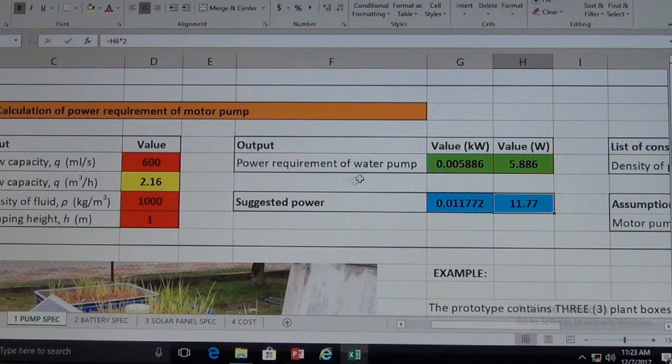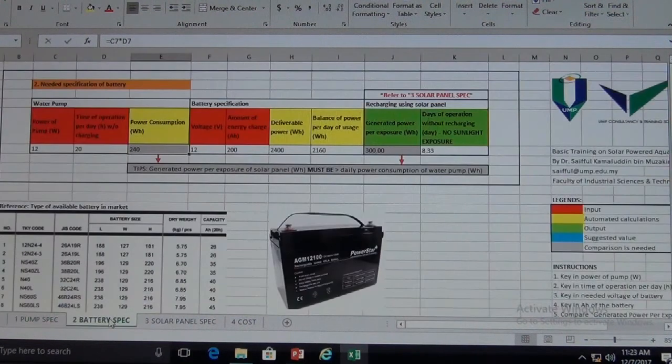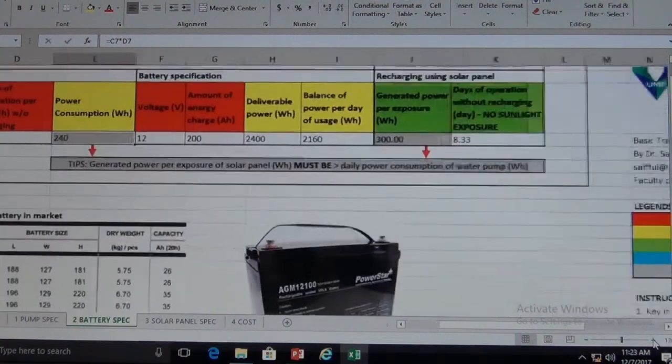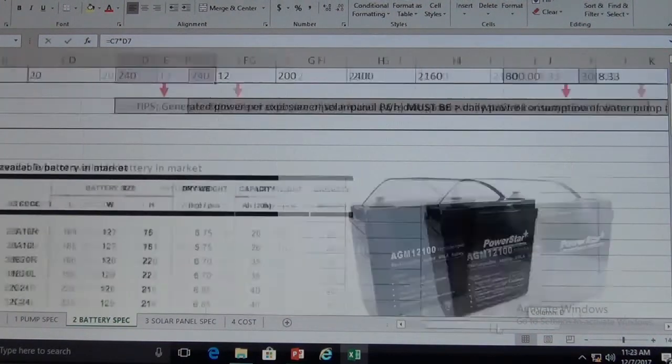So from the calculation of the motor pump, we need to calculate the specification of the battery, the battery which will power up our pump. Now look at this tab. We have a tab for battery over here. Calculate, click it, and we get the tab of battery. So the input for the battery calculation is like this.